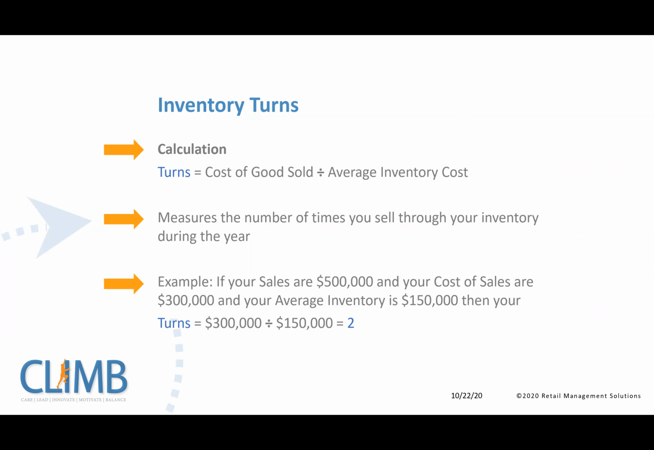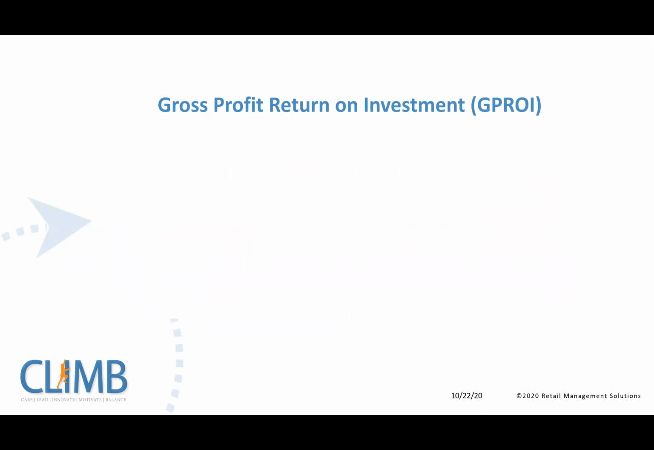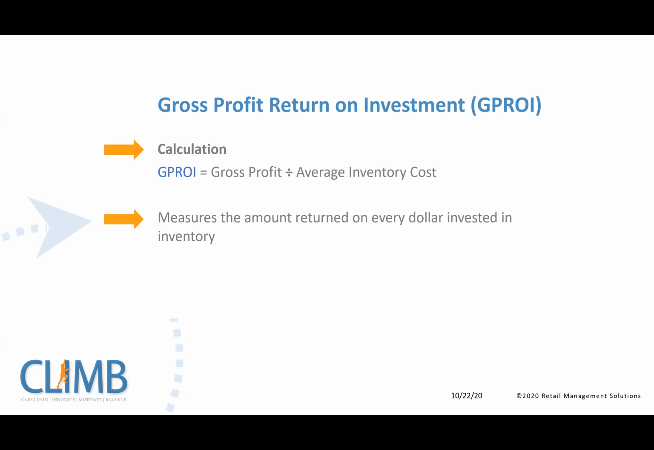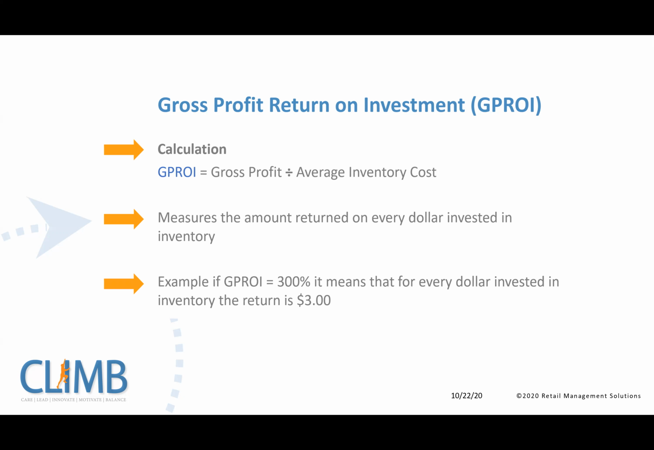So then let's look at the second concept, gross profit return on investment, or better referred to as GPROI. The calculation for GPROI is the gross profit divided by the average inventory cost. And that measures the amount returned on every dollar invested in inventory. So as an example, if your GPROI was 300%, it means that for every dollar you invested in inventory, your return is $3.